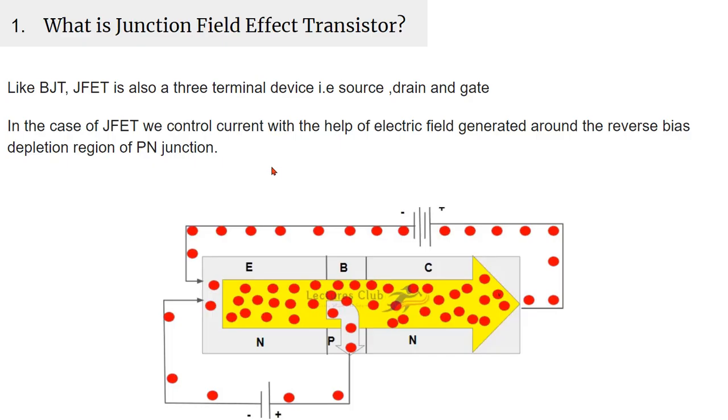In JFET, we use the PN junction to control the flow of current, or we use the width of the PN junction or the electric field of the PN junction to increase or decrease the flow of current through the transistor.